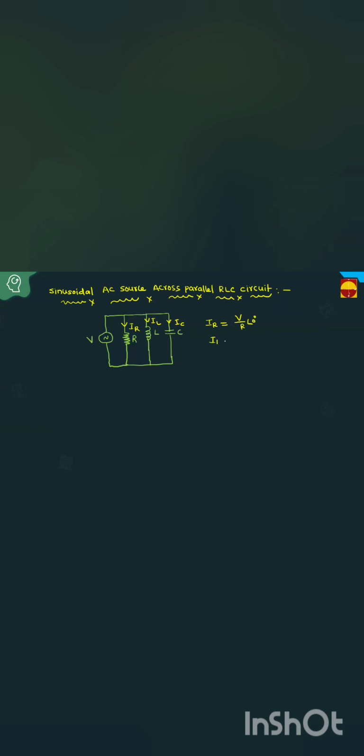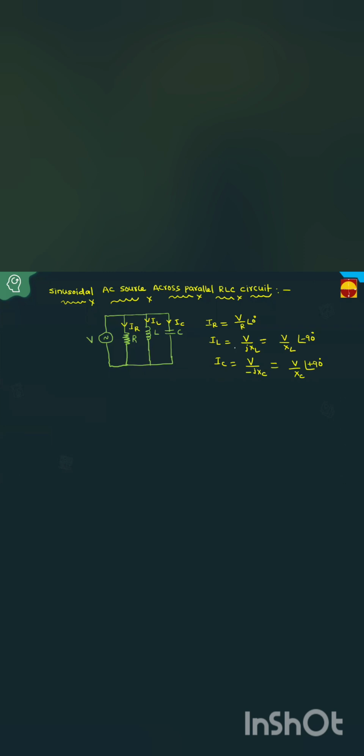IL is equal to V by jXL, that is V by XL at an angle of minus 90. IC is equal to V by jXC, that is V by minus jXC, capacitive reactance. This is equal to V by XC, friends, minus j, that is at an angle of minus 90. You bring it into the numerator, this is plus 90.